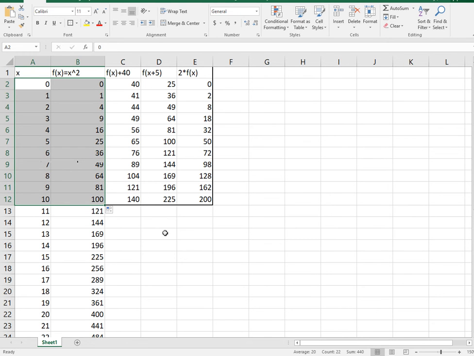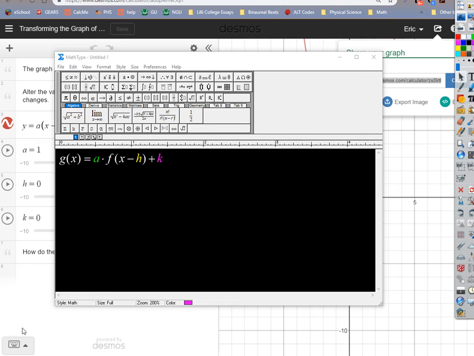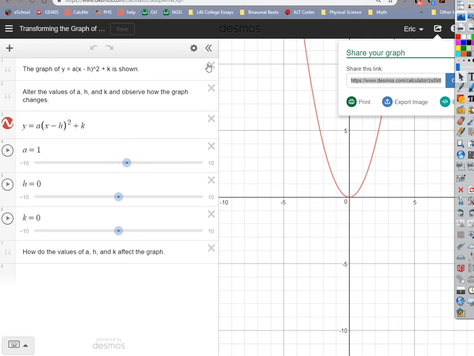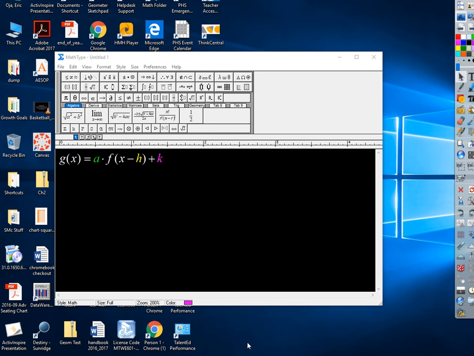Let's graph this thing. So to graph this, all I've got to do is, let me go to my, oops, hang on here. That's not the one I want. I'll just grab a new one. How about?